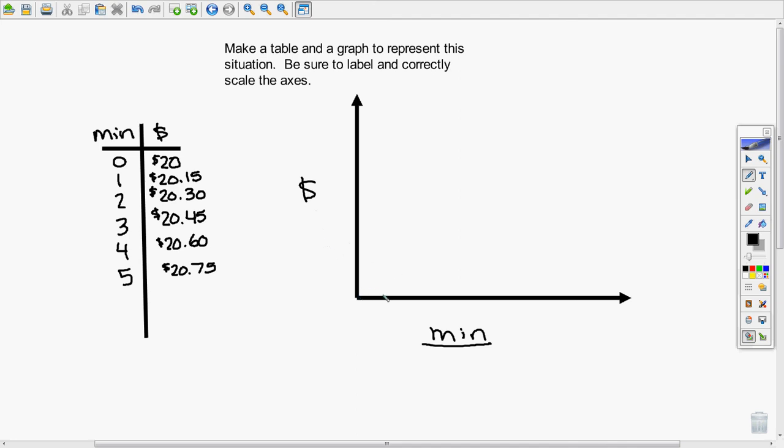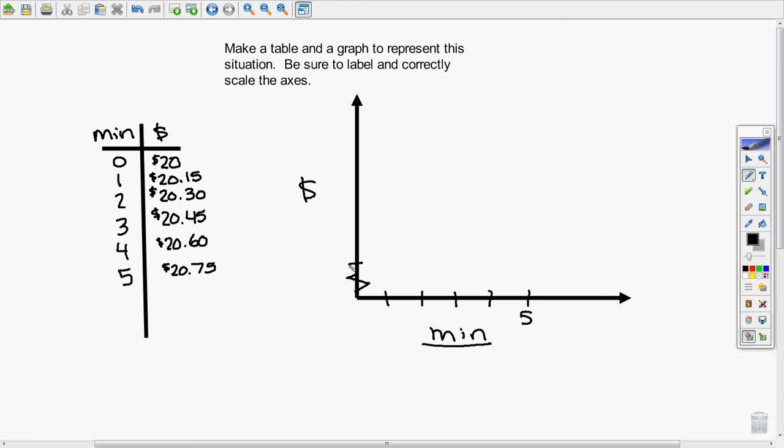And with minutes I have 0, 1, 2, 3, 4. I went to 5. And the money here doesn't start till 20, but it goes up. So it wouldn't make sense to go 1, 2, 3, 4 all the way up to 20. Instead I'm going to do something called a broken graph. And I'm going to skip a bunch of numbers here. So I'm going to skip a bunch and do a little jaggedy line like this.